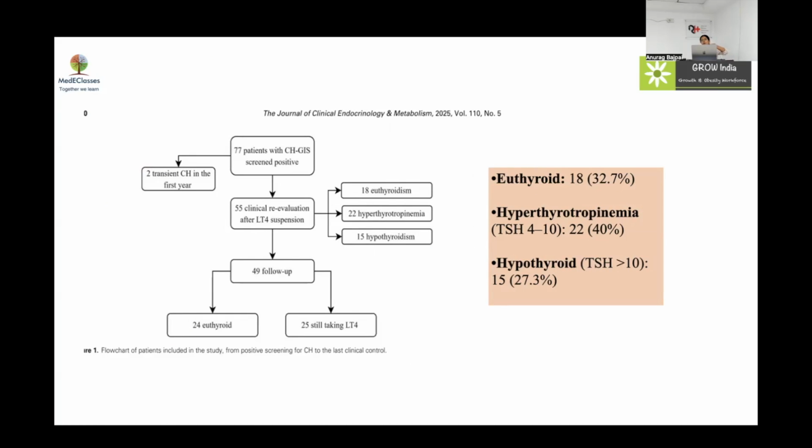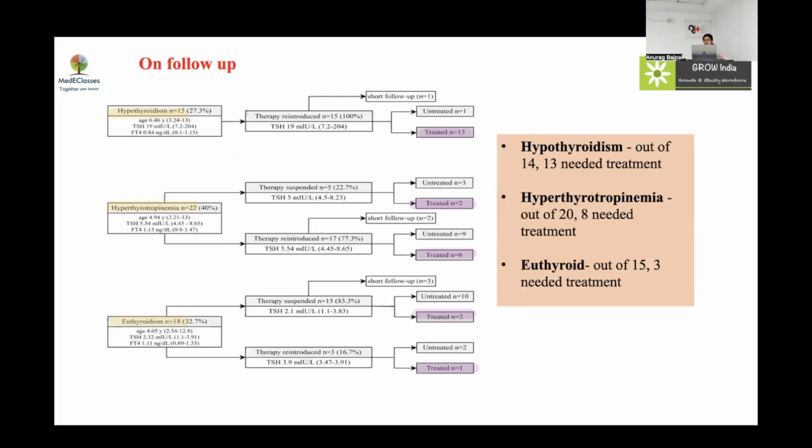So among those within long follow-up, only 49 children were there after suspension at the last follow-up. 6 patients were dropped, who were either euthyroid or lost to follow-up. They will tell in the next slide, I think.